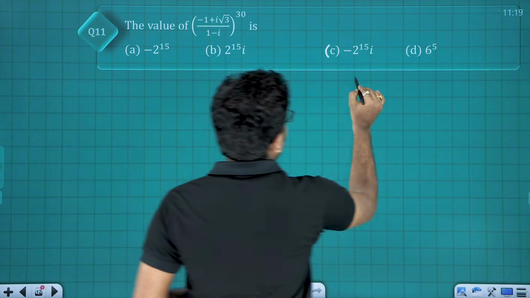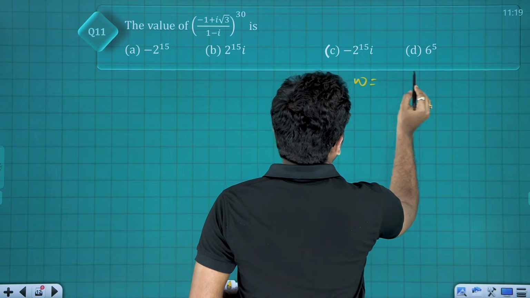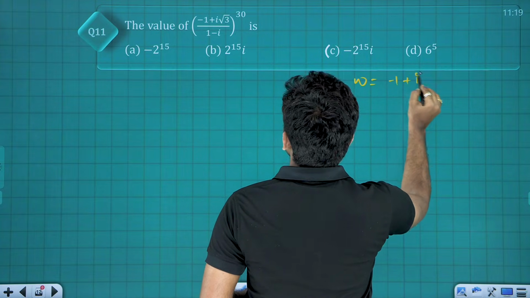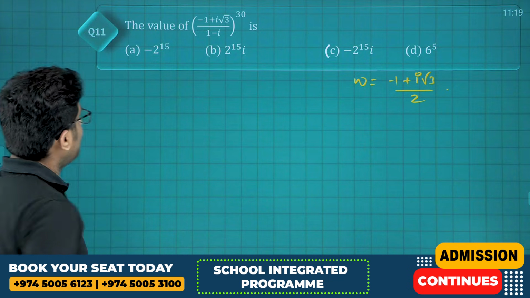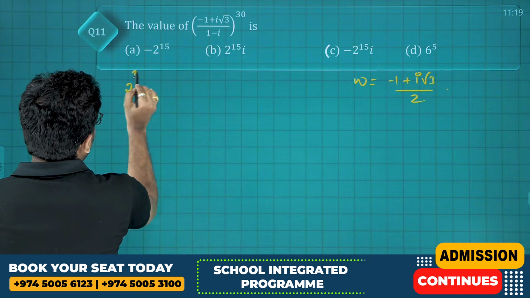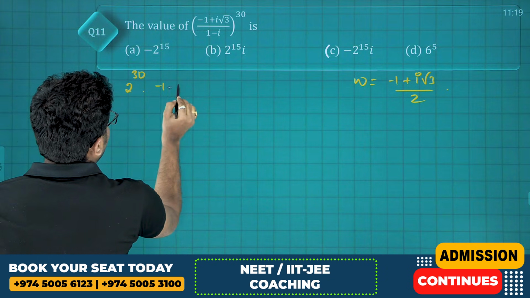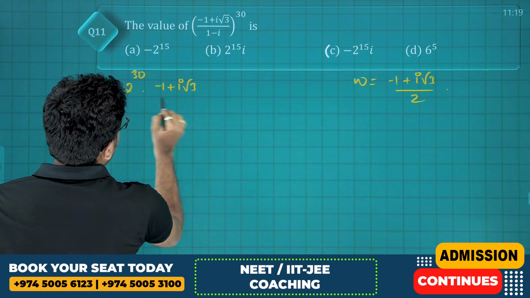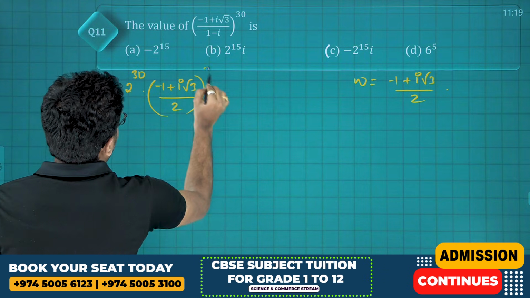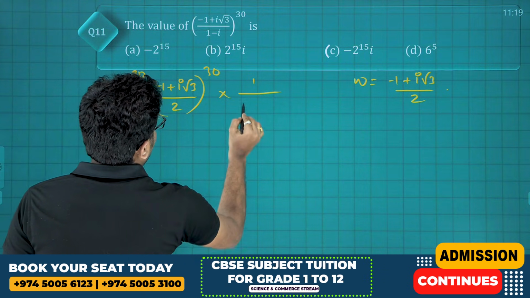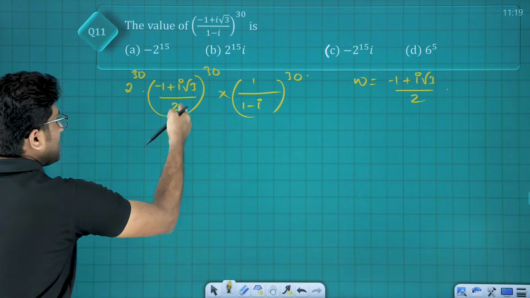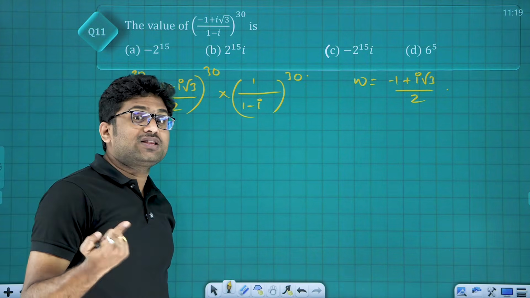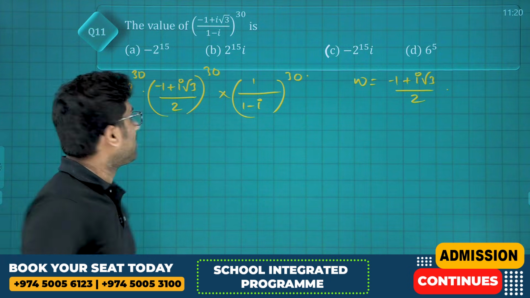See, we have omega is equal to minus 1 plus i root 3 divided by 2. So we don't have 2 here, no? For that what we do? We multiply and divide with 2 power 30. (Minus 1 plus i root 3 divided by 2) whole power 30 into 1 by (1 minus i) whole power 30. So this is clearly omega power 30. Omega power a multiple of 3 is 1.